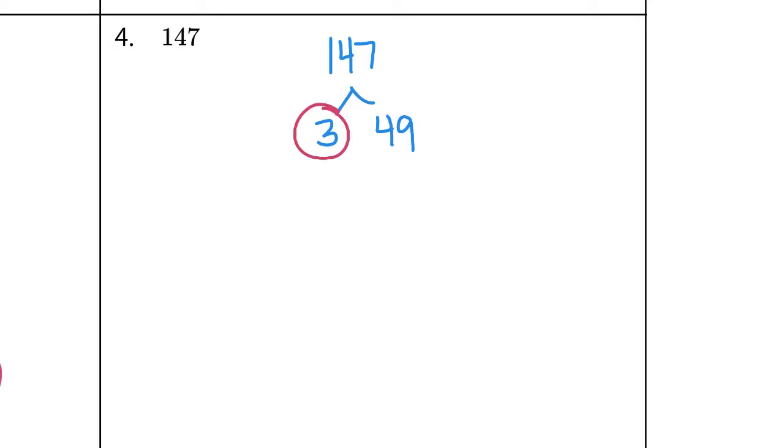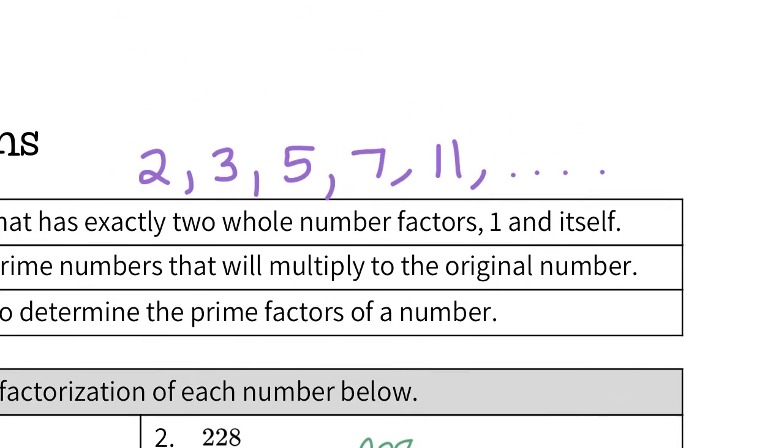But 49 is not prime. I can split it up more. So here's the thing. It's not even, so 2 is not going to work. When I type it into the calculator, 3 also does not work. 5 is not going to work because 5 only works when the number ends with a 0 or a 5. So I'm going to go back to my list of prime numbers. 2, 3, and 5 don't work. So the next one I should try is 7.